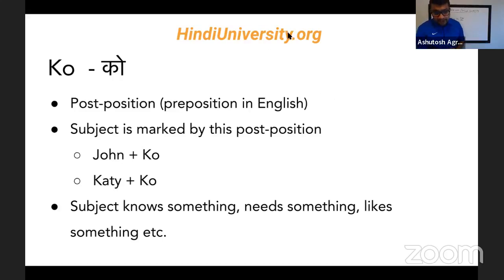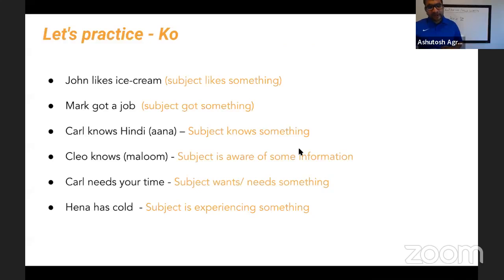There are multiple use cases which I'll be covering by the end of this class. Imagine if your subject likes something, or received or got something, or if the subject is aware of some information, or has acquired some knowledge, or if the subject needs or wants something, or experiences something. In all those cases you will be using a postposition called co. So this is a higher level overview.